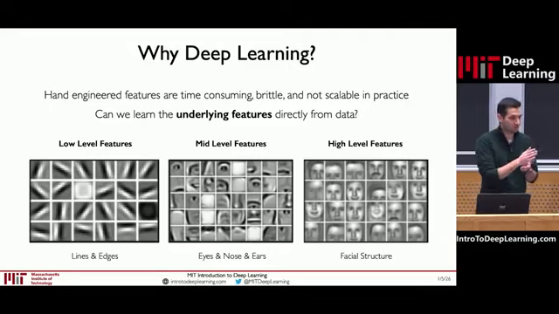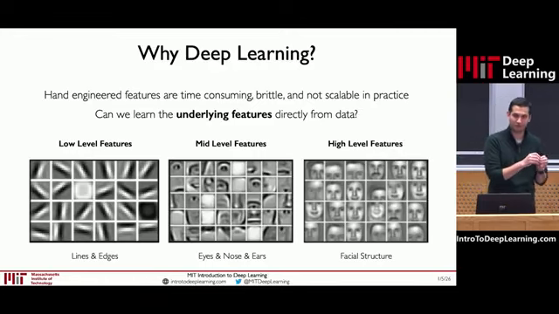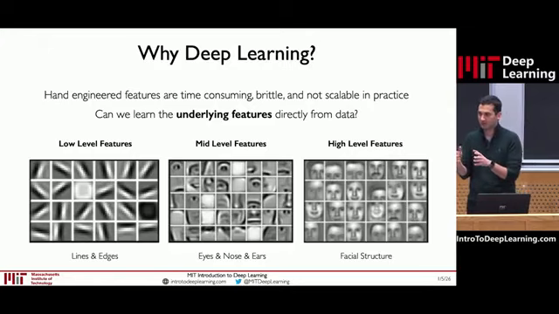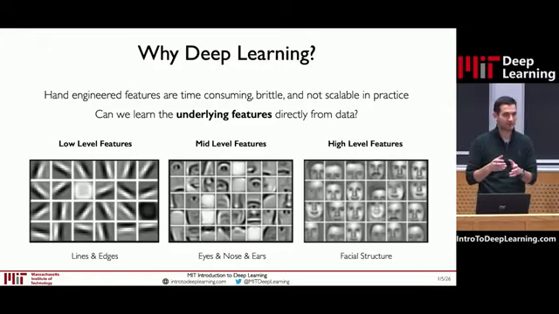Deep learning algorithms are extremely hierarchical in the same way. They build up features from very low-level features like lines and edges to higher-level shapes like corners and curves, all the way up to mid-level objects and higher-level objects as well.